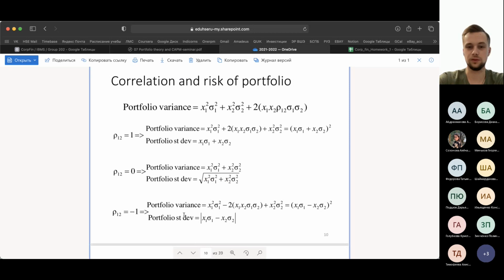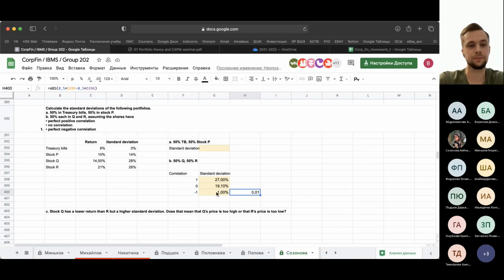So using this formula, the modulus of the share of the first security multiplied by its standard deviation, minus the share of the second security multiplied by its standard deviation. So you can use these simplified formulas if you need them, but of course you can use the long one because it's universal. Okay, is it clear for everybody? Yes.